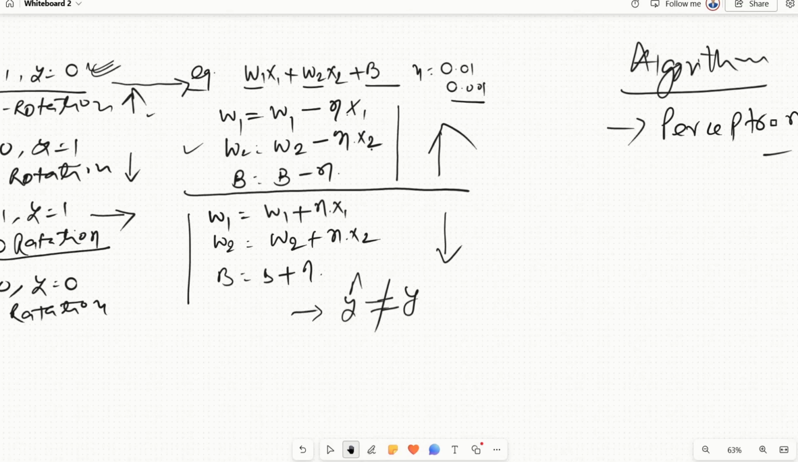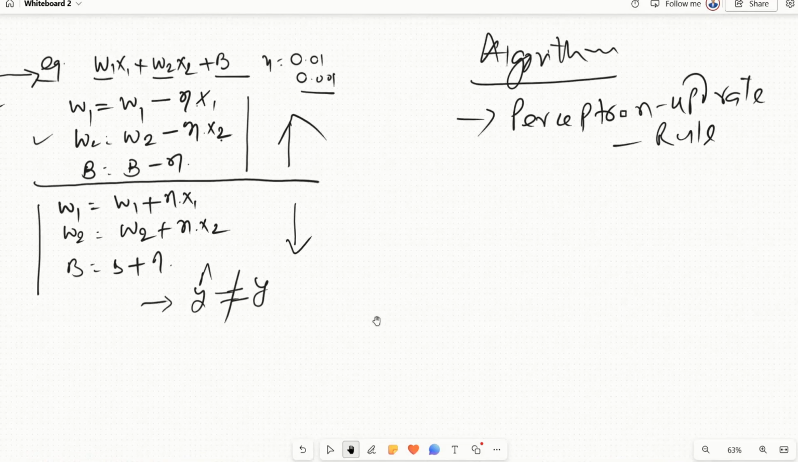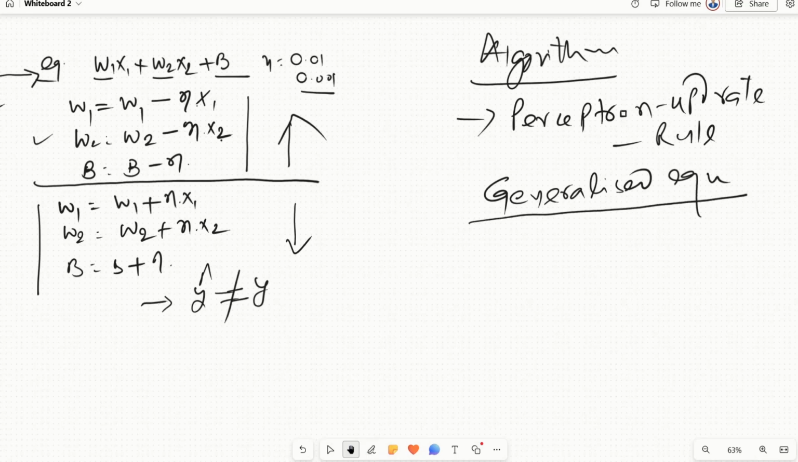Now you might be thinking this equation looks very clumsy. It is not generalized. My purpose here is to make this equation very simple and to generalize this update rule so that I can build a small model. So how to generalize? Let us see that.